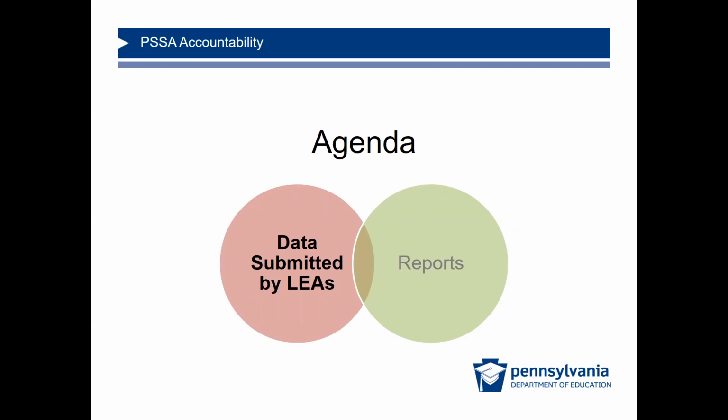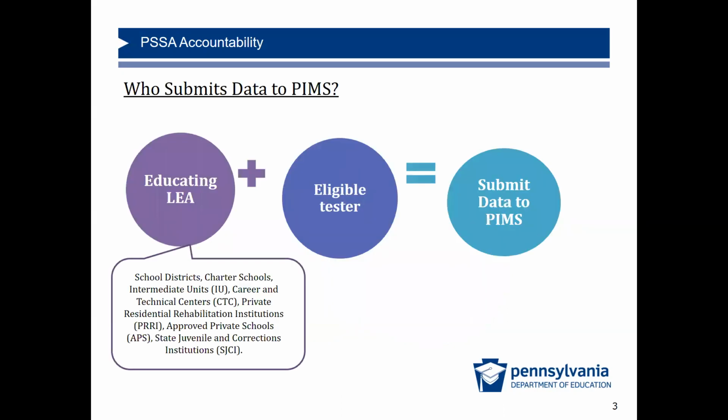Today's agenda will cover data submitted by LEAs and related reports. Who submits data to PIMS? Any entity providing educational services is an educating entity. Educating entities include school districts, charter schools, IUs, CTCs, PRRIs, APSs, and SJCIs. Educating entities are responsible for ensuring that all eligible students in grades 3 through 8, and in some cases grade 9, for whom the entity is providing educational services are assessed.